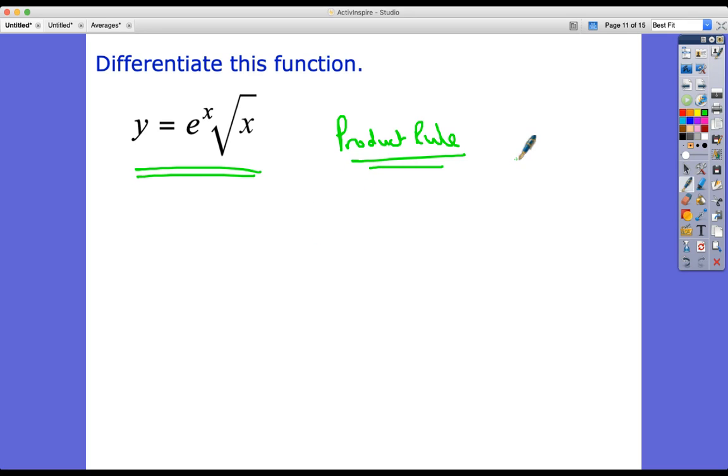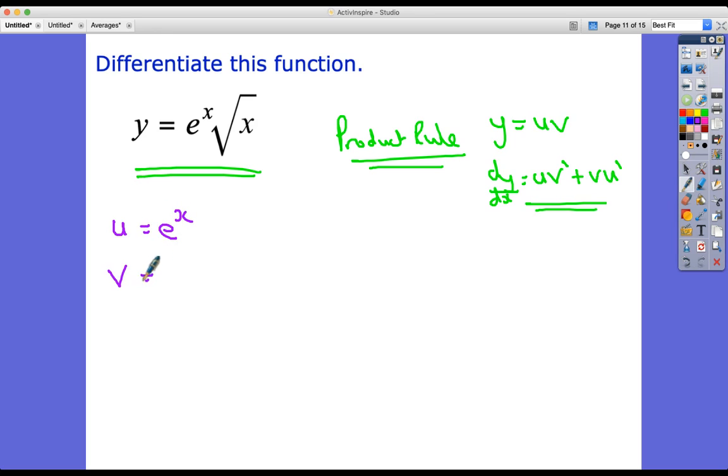The product rule says if you've got y equals uv, being two functions, then dy by dx is uv dash plus vu dash. So we've got to go and find those things basically. We've got to write down what u and v are. That's very easy. u is e to the x and v is the square root of x. Now for differentiation purposes, I'm going to change that to x to the power of a half. Let's find u dash, the derivative of u with respect to x, and v dash, the derivative of v with respect to x. This one's dead easy, we know this now off by heart. And this one is half x to the power of minus half.